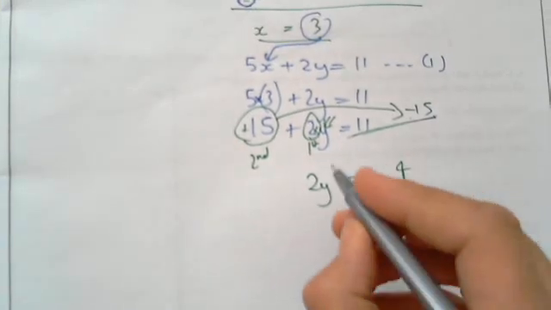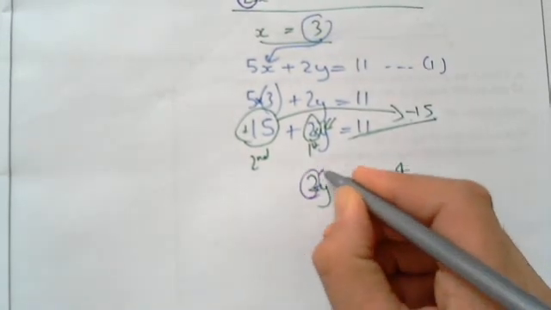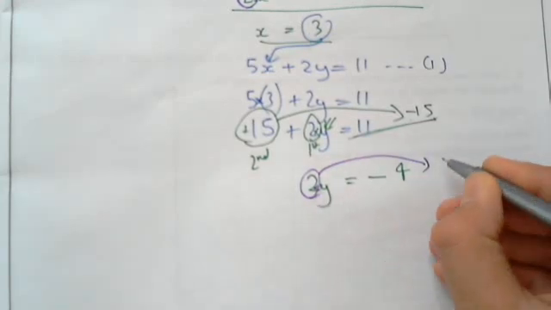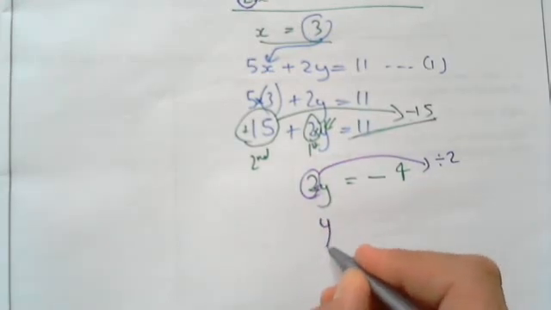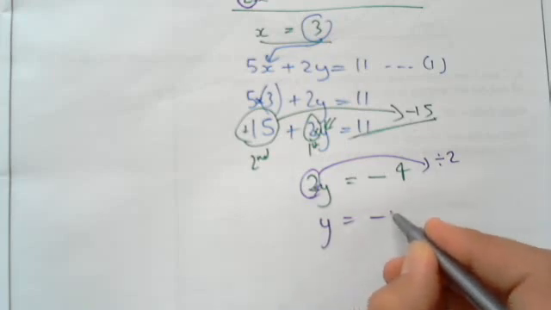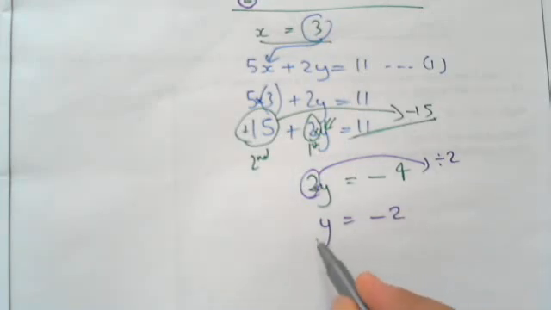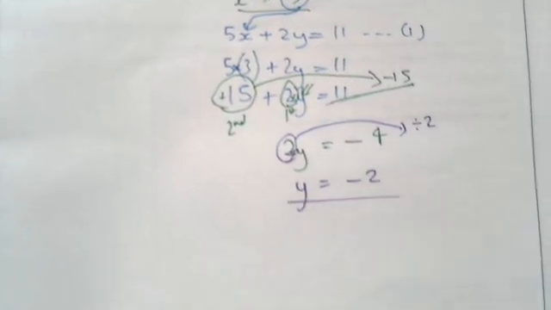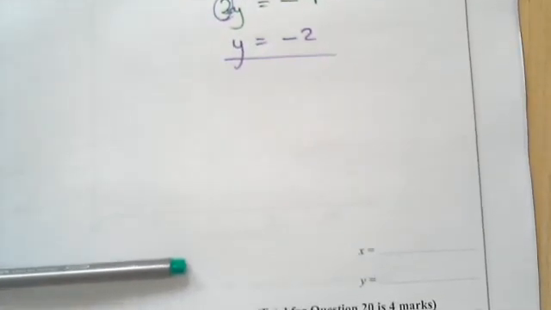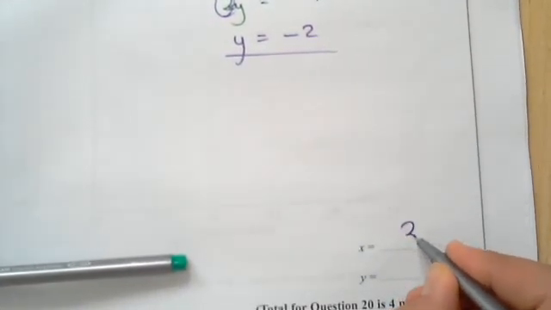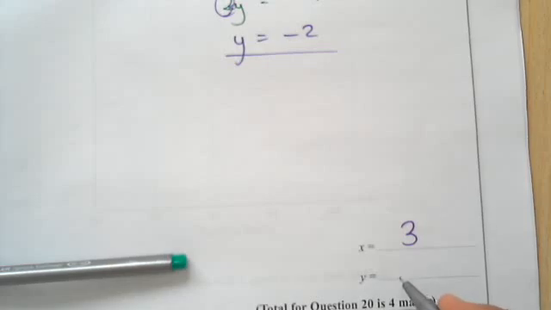And then we move the multiply by 2 over. Opposite of times by 2 is divide by 2. So minus 4 divided by 2 will give you minus 2. So the solution will give us x is equal to 3, y is equal to minus 2.